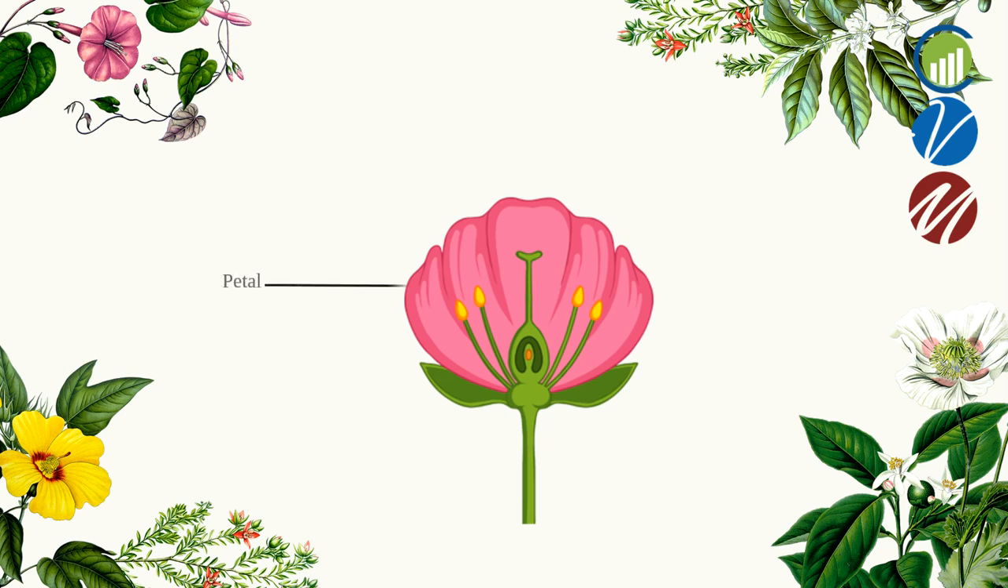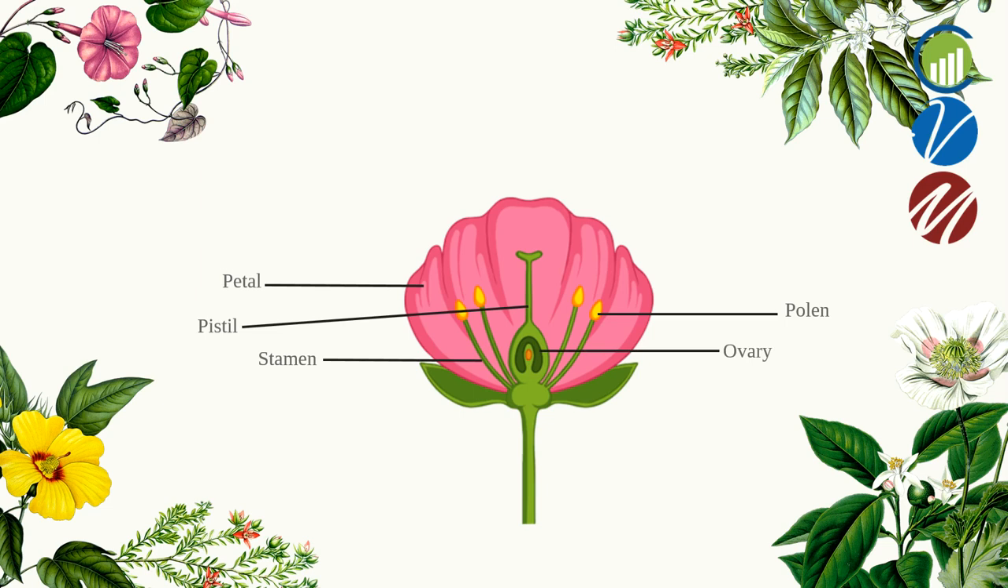This is a petal, and this is the pistil. These are the stamen, pollen, ovary, and that red dot in the middle is the ovule.